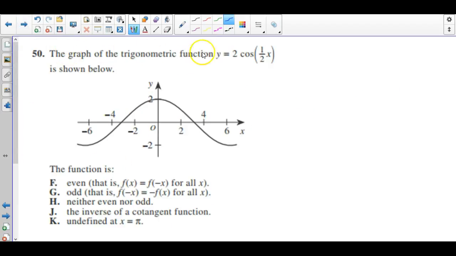With this one, the graph of the trig function 2 cosine 1/2 x is shown below. The function is, and it's really talking about even and odd functions. Since it is symmetric about the y-axis, that proves that it is an even function. That means that f of x is equal to f of negative x. Basically it means the left side is equal to the right side, just taking a look at y values, and therefore it is even. So that is option F.